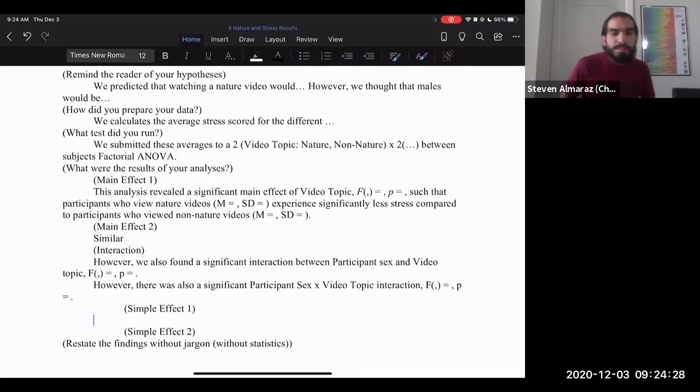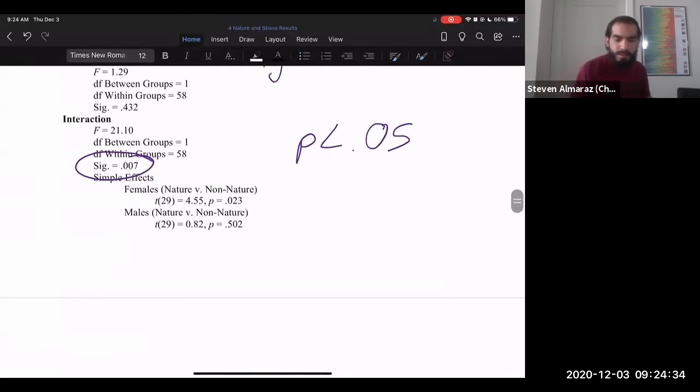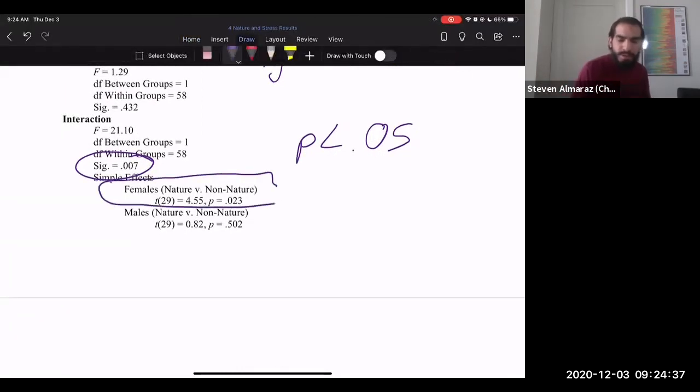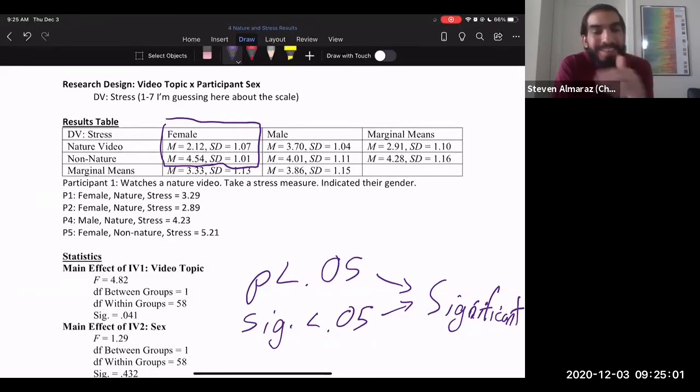Next, we've got our simple effect number one. So let me come up here. First, my simple effect number one is for females. So that p-value is again less than 0.05. So that means that there was a difference between nature and non-nature for females. To figure it out, I'm going to come right up here. And it looks like for the females, they had lower stress when they watched the nature video versus the non-nature video. And this is a really big difference too.